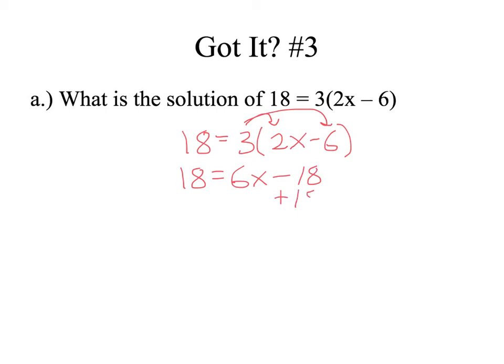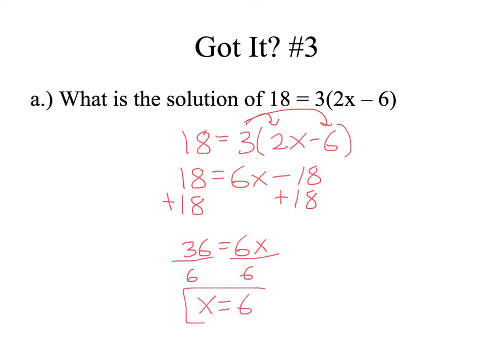Then we want to add 18 to both sides because now we just have a two-step equation. 18 plus 18 is 36 equals 6x. Divide both sides by 6, and we get x equals 6. So your answer to got it number 3, part A, is x equals 6.